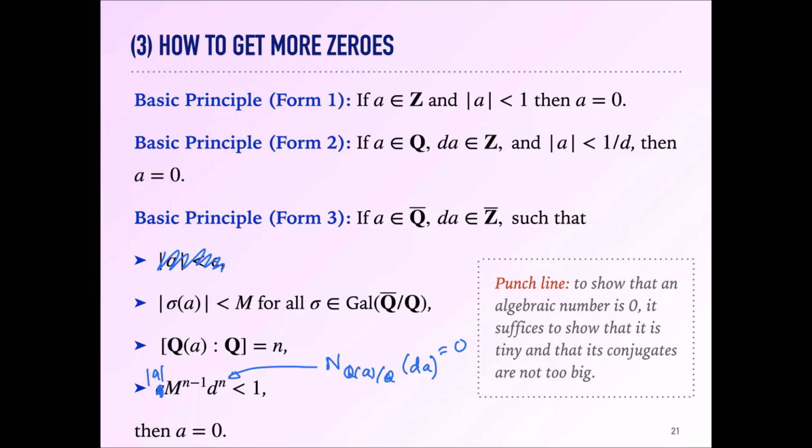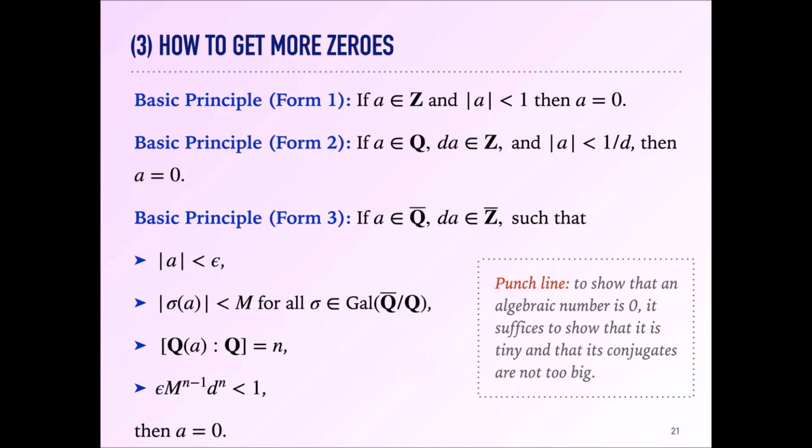Yeah, we're going to bound the algebraic number. We're going to get a bound on what denominator we need to clear the denominator, and then we're going to get a bound on all the other conjugates. That's how we're going to do it. All right, so the punchline is here. To show that an algebraic number is 0, it suffices to show that it is tiny and that its conjugates are not too big.